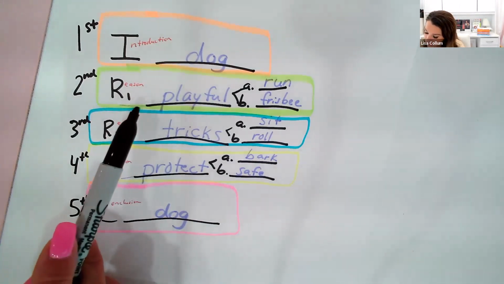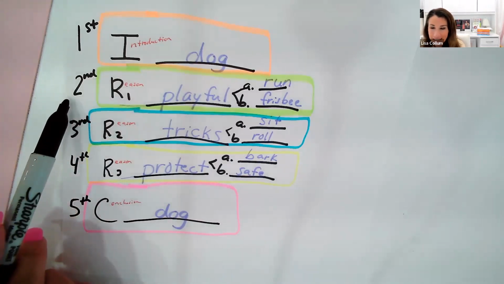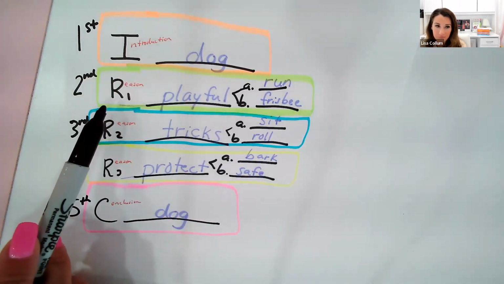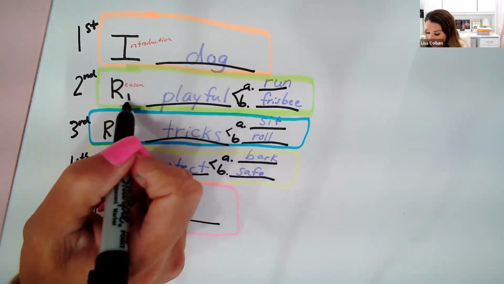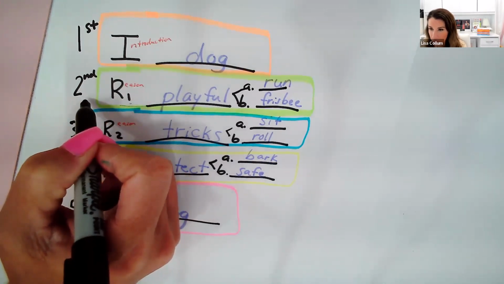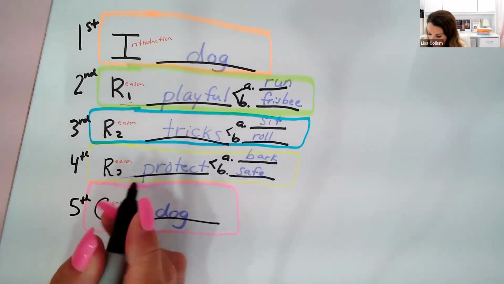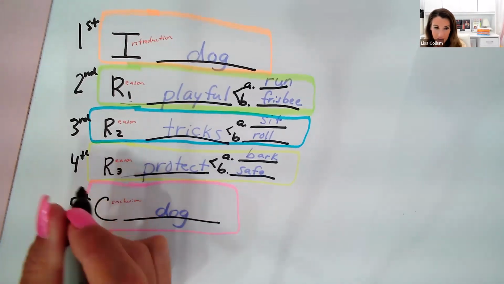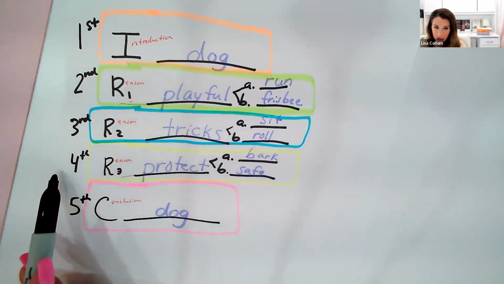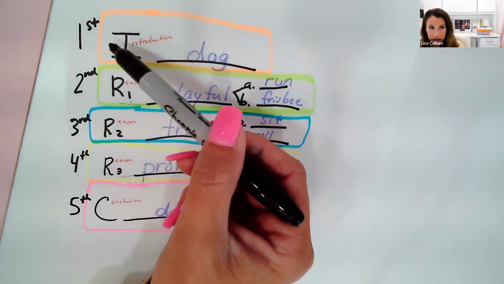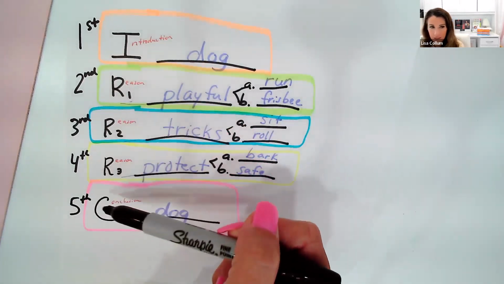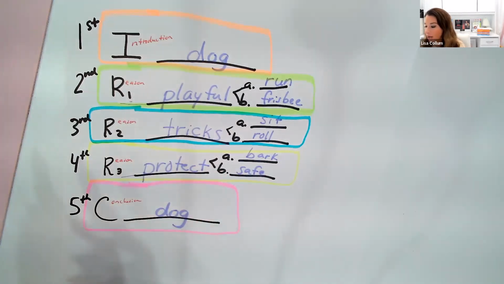Now, I do want to point out something that could be a little confusing. Look at the second paragraph: it's R1. So even though you see R1, it's the second paragraph. Don't let that confuse you. R2 is the third paragraph. R3 is the fourth paragraph. So don't think that R3 is the third paragraph. Make sure you know that I is first, R1 is second, and so on. Okay. All right, let's try another one.